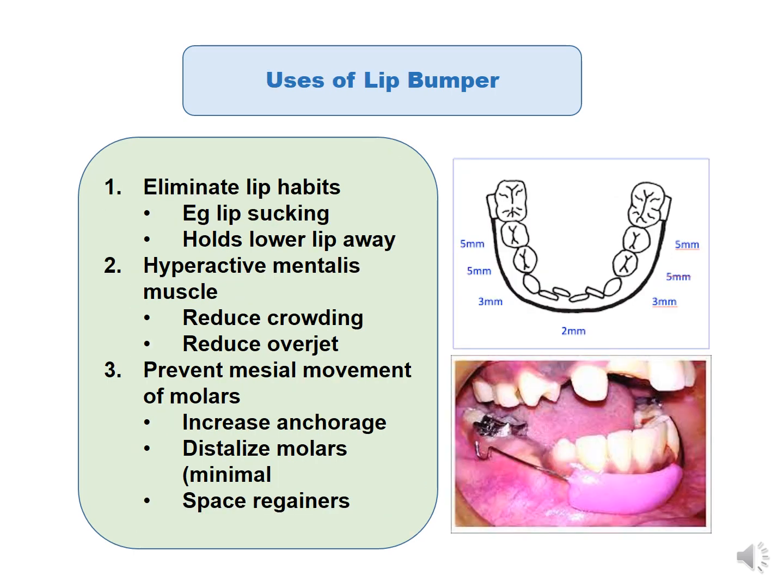Now, the lip bumper is used to eliminate lip habits, for example lip sucking, and it holds the lower lip away from the teeth. It can be used to correct a hyperactive mentalis muscle, which helps to reduce crowding of the lower incisors, and it also reduces the overjet by forward movement of the lower incisors.